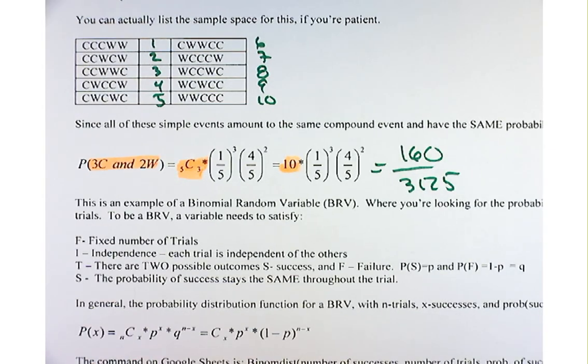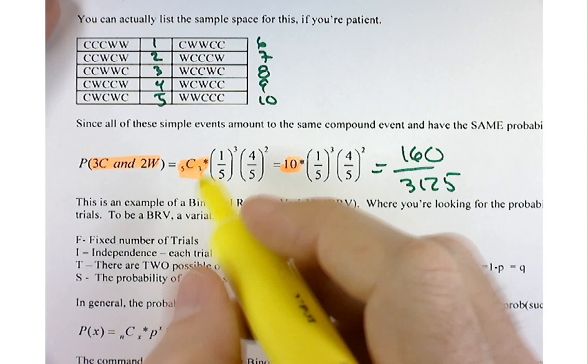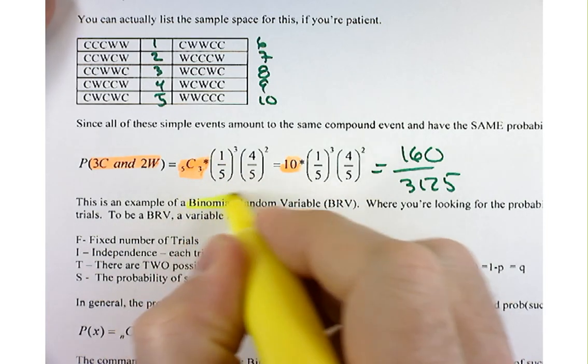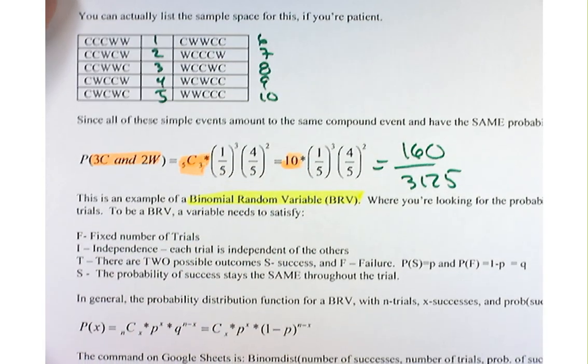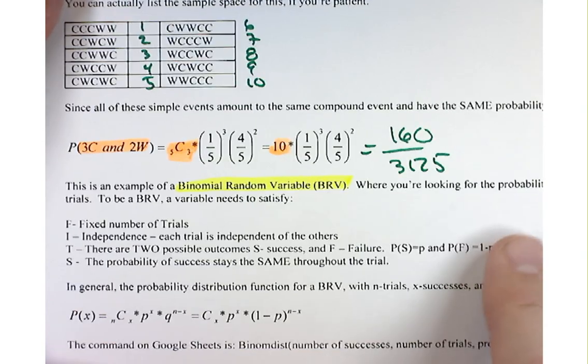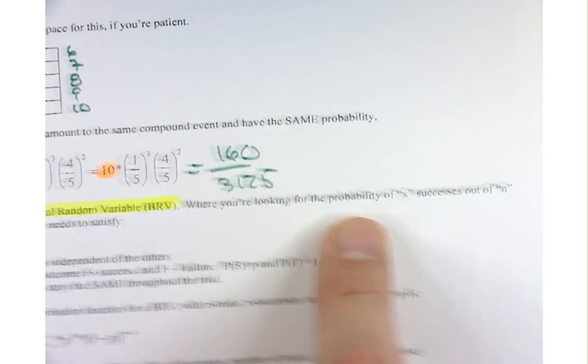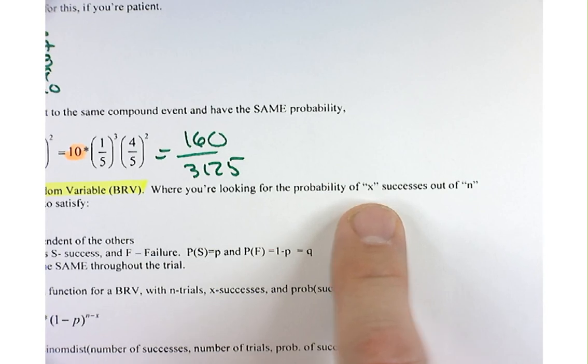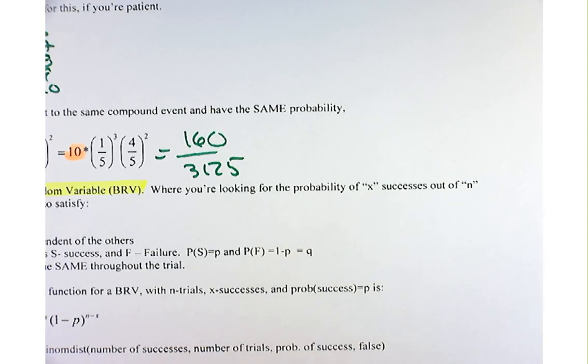So, I wouldn't count on it. I hope that you can do better than a 5% chance for yourself. But this is an example of something called a binomial random variable, BRV. There are certain things that qualify something as a binomial random experiment, leading to a binomial random variable. A binomial random variable is when you're looking for X successes out of N trials.